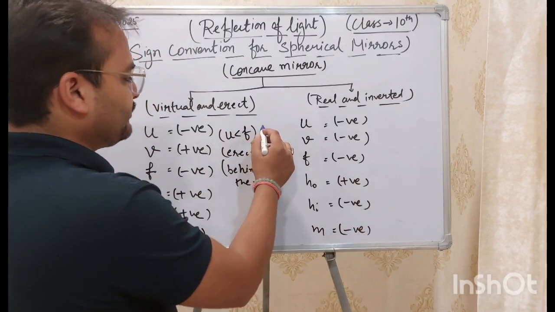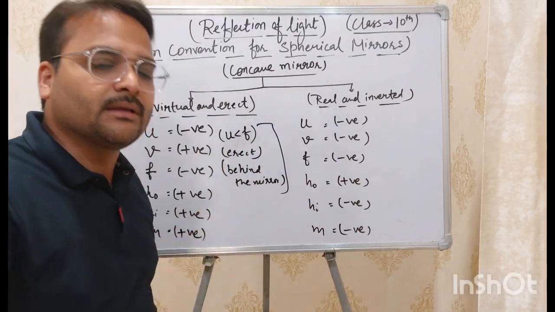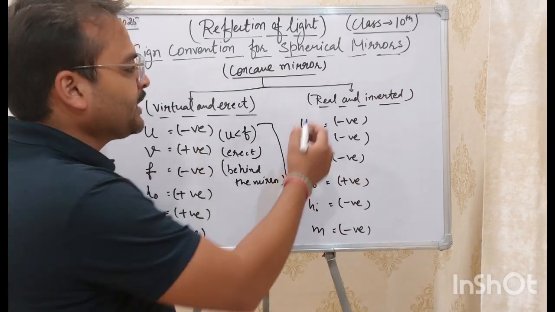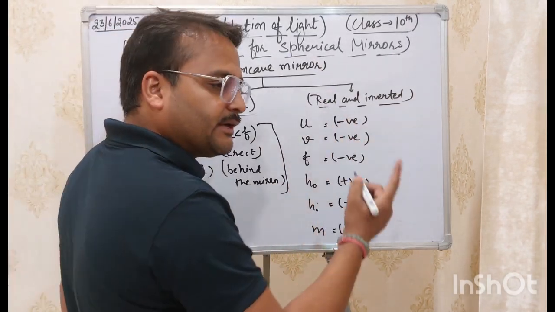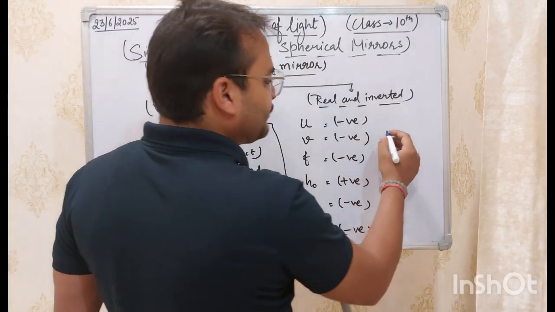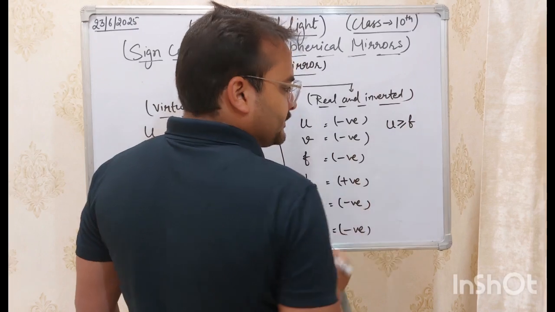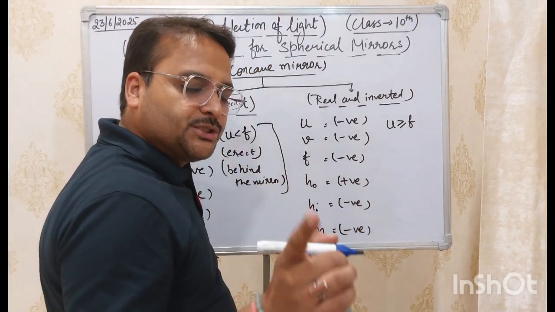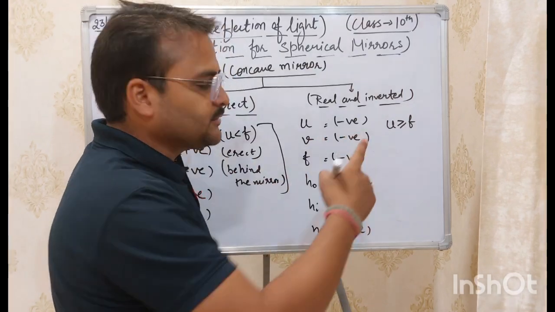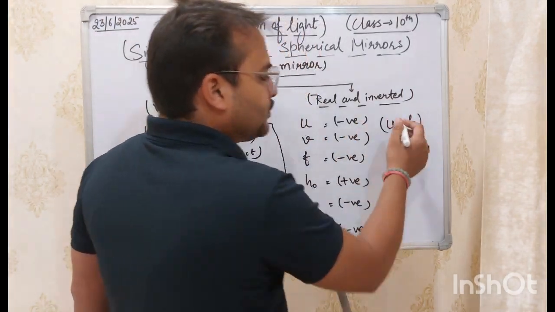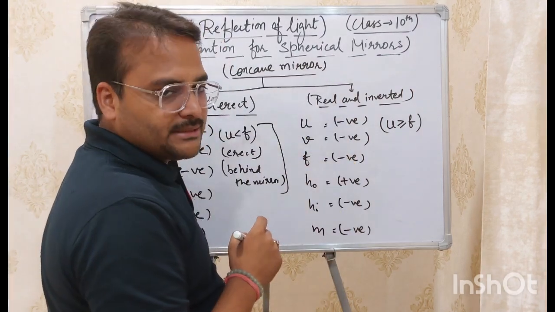So my dear students, if you get these hints in the numericals, then you have to use all these sign conventions, which is very important. Now for the real and inverted image, which signs can we consider? We have to see that the U value, the position of the object, is greater than or equal to the focal length. Then in this case we will consider a real and inverted image.